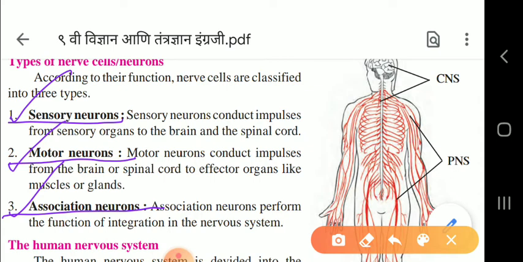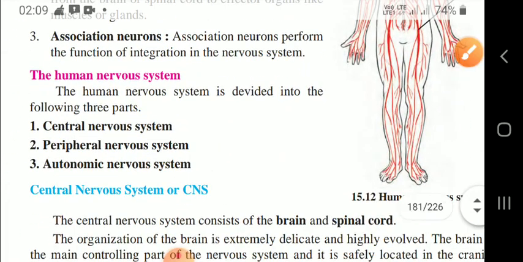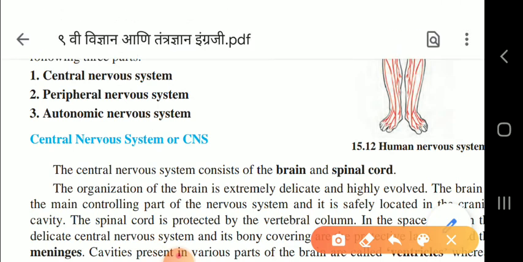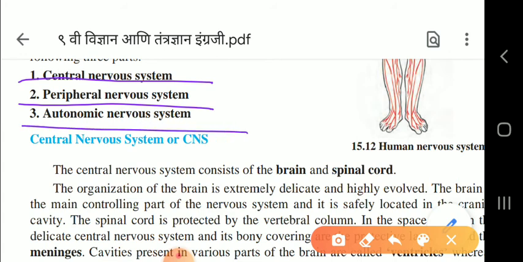And the third one, I already told you, is association neurons, which do the function of integration in the nervous system. Now children, here we'll see the human nervous system. The human nervous system is divided into three parts. What are these three parts? First is the central nervous system, second is the peripheral nervous system, and third is the autonomic nervous system.